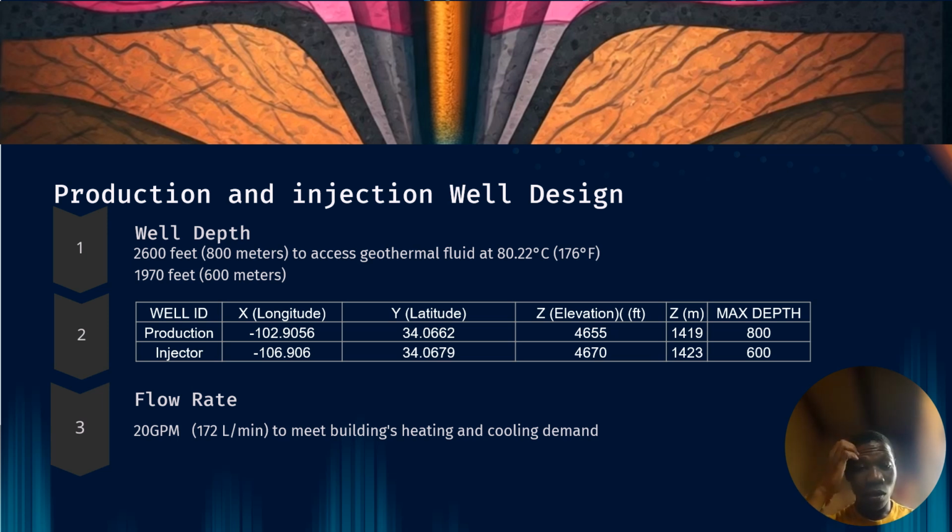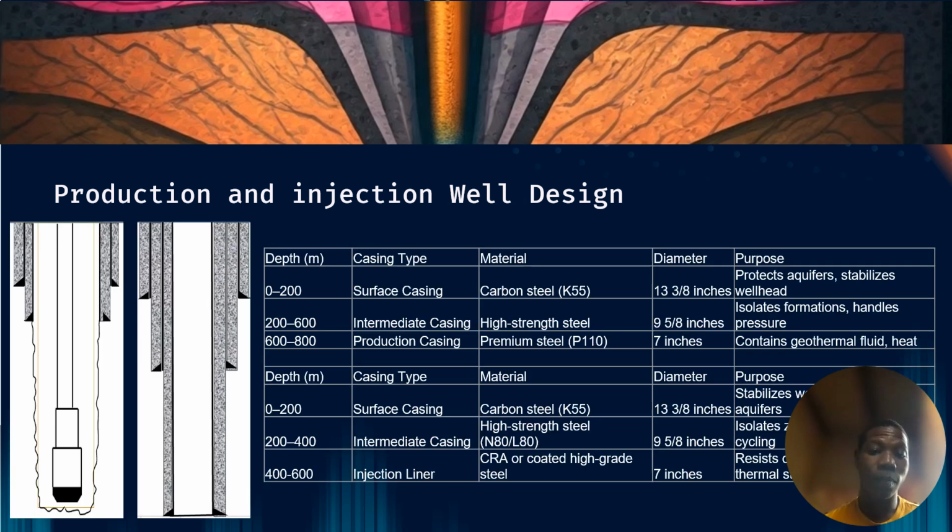Now, this is the identification, or the IDs, of our wells. We want to go 206,000 feet or 800 meters for the producer and 9070 feet for the injector. And this is the well ID, the location where you can find it. I want to put it at a flow of 50 gallons per minute.